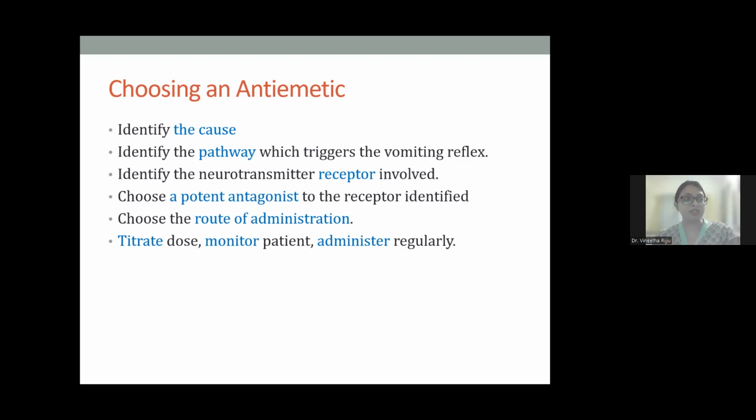If your patient comes to you with vomiting, make sure that you have your drug chart planned in such a way that he or she is comfortable 24 hours round the clock. So check out the frequency at which it has to be given and correctly plan and administer.